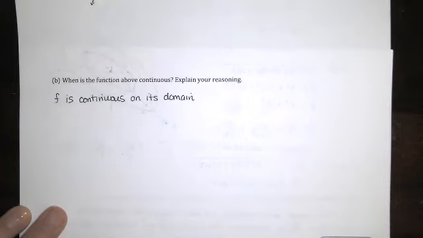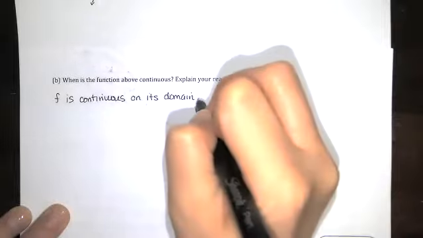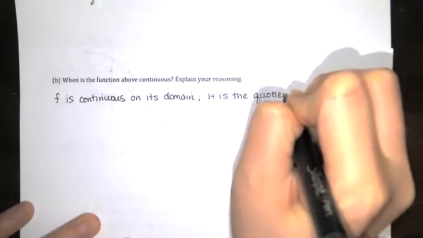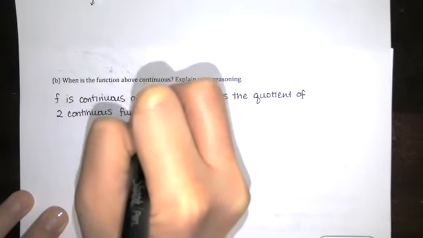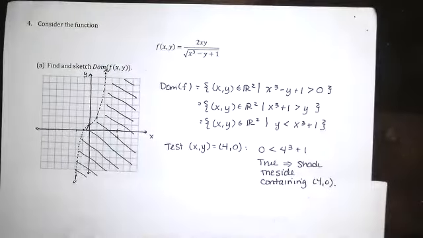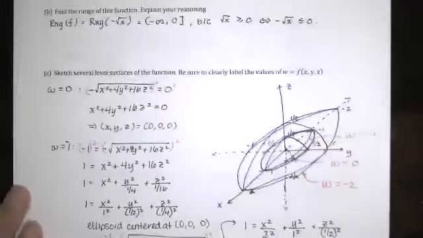Let's see, how can I explain this? F is continuous on its domain. Let's say it is the quotient of two continuous functions. And of course, it's well defined when that denominator is non-zero and when that denominator is a real number, which was already taken care of with its domain. So that's it. That is visualizing functions of several variables.